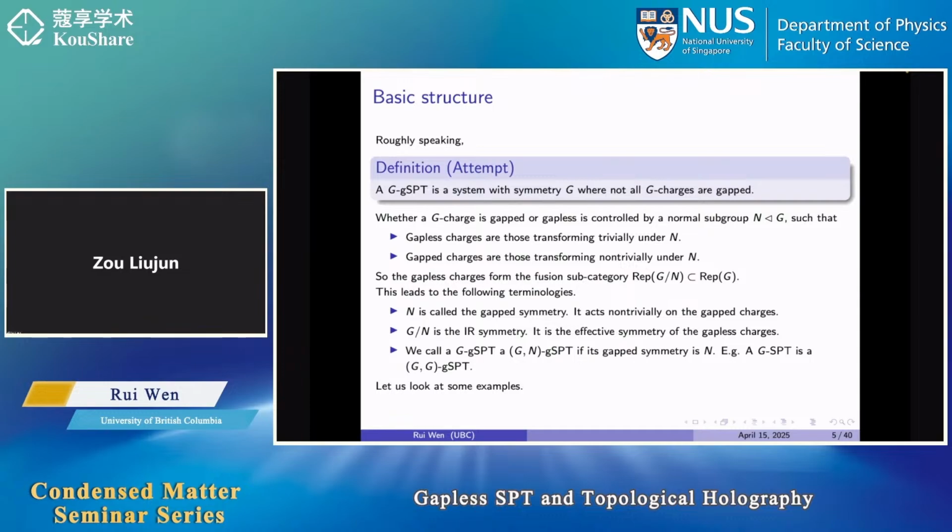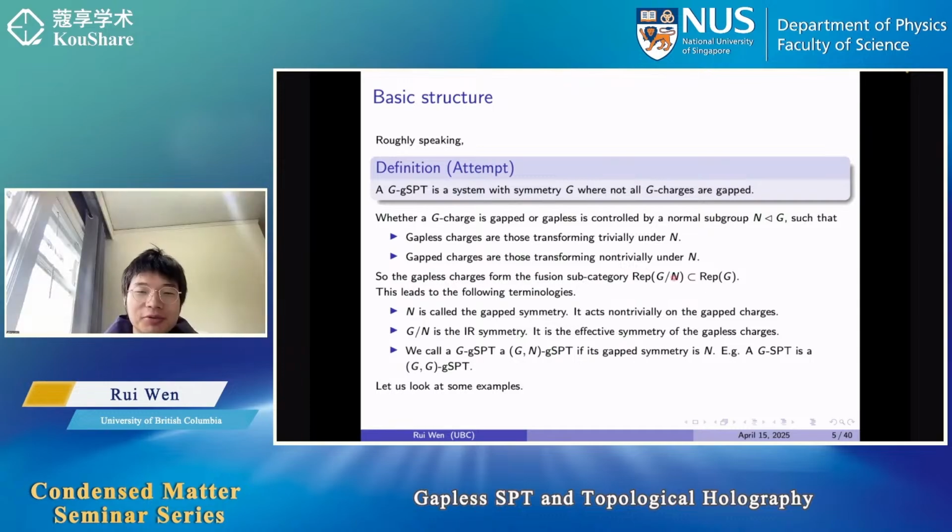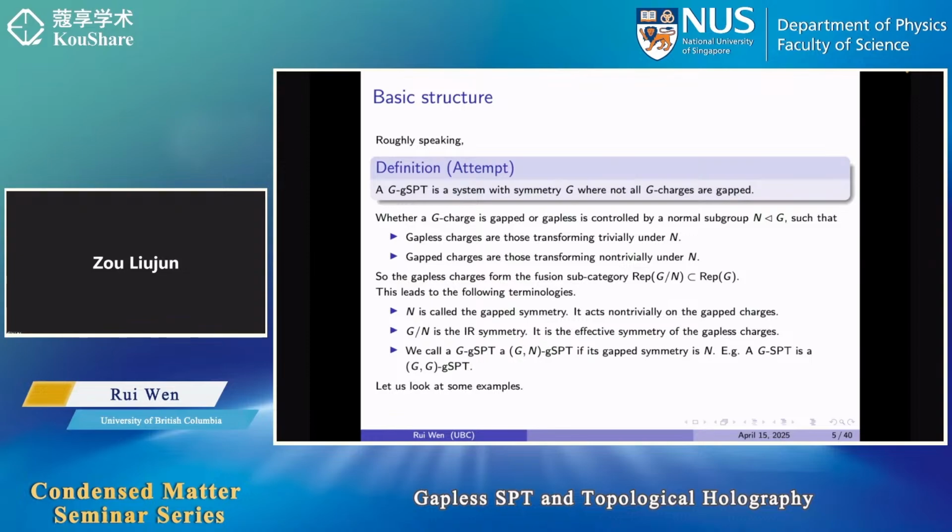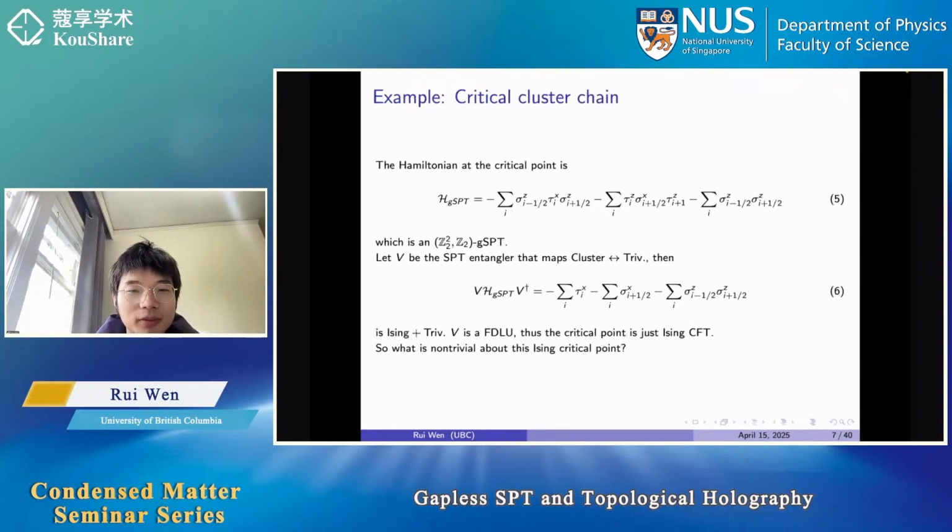Yeah, and it's actually more refined. This is a fusion subcategory, which means there's some requirement on the morphisms as well. So it's not just objects. Okay, thanks.